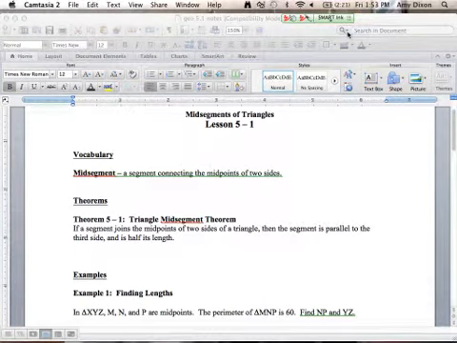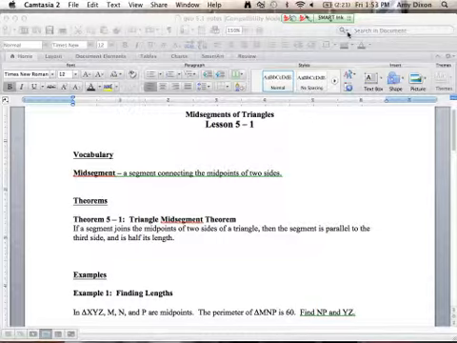Okay, class. We're going to be looking at the first section of Unit 5. It's called Midsegments of Triangles. A midsegment is a segment that connects the midpoints of two sides. More specifically though, we're going to be talking about midsegments within triangles.